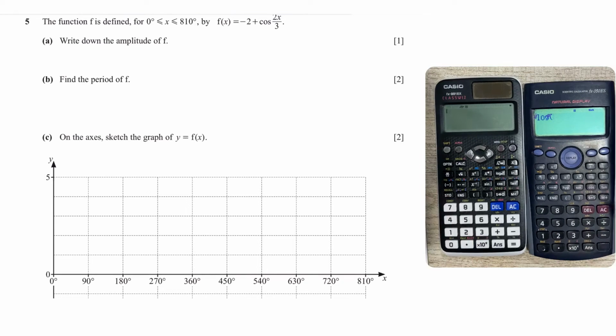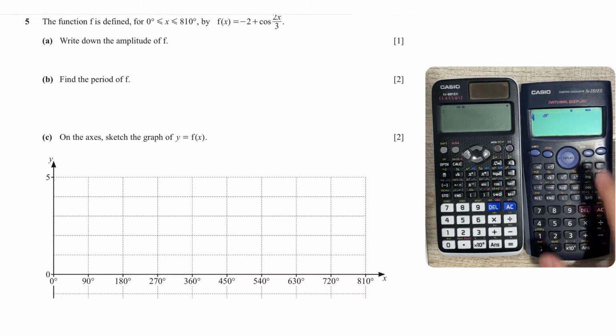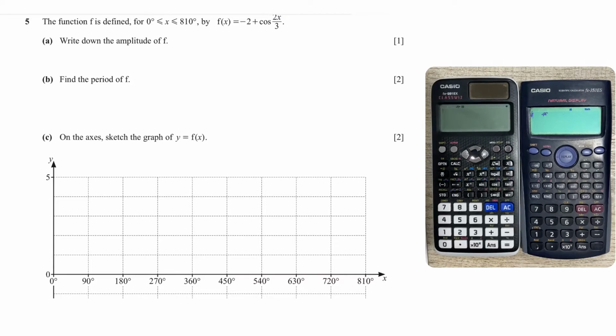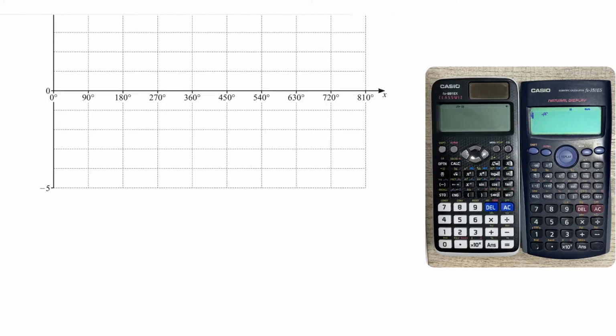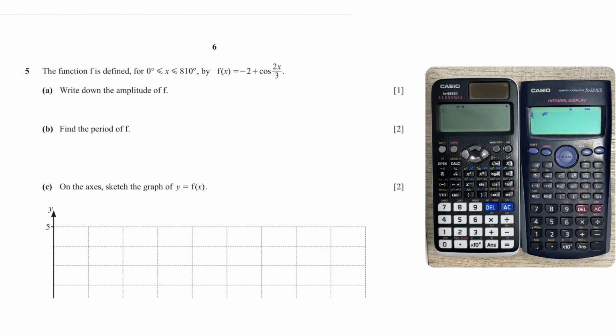I'll show you how we can do it in both of these calculators that I have over here. This calculator is slightly damaged, but I hope it's clear in the video. Anyway, let's get straight to it. This is a question from May June 2021, paper 2, variant 2. There are going to be some parts before we actually get to the sketching part.